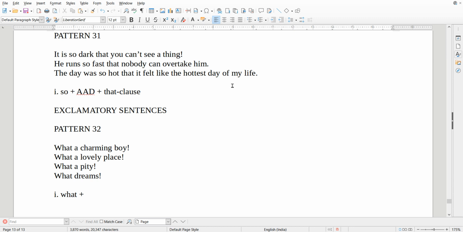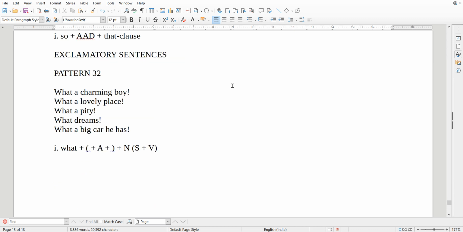But with what, you can choose to add an adjective if you like, then you have to add a noun, and you can add a subject and a verb, I think. For example, what a big car he has. So you have a subject and a verb as well. So that's pattern 33.